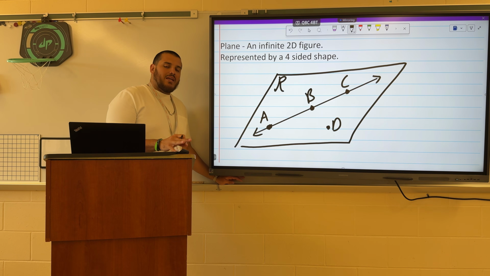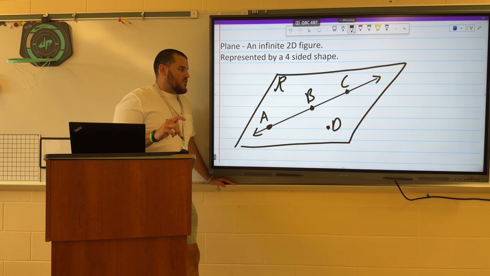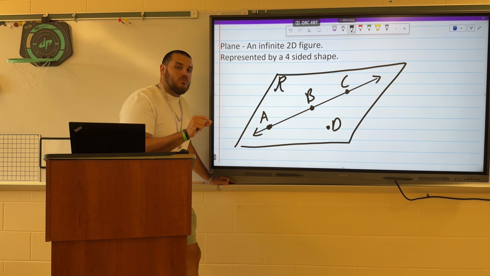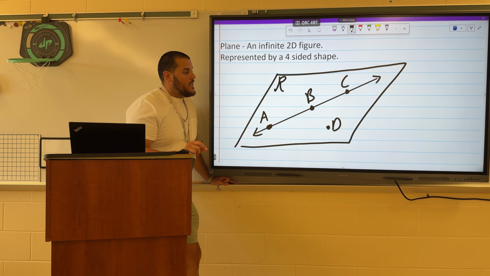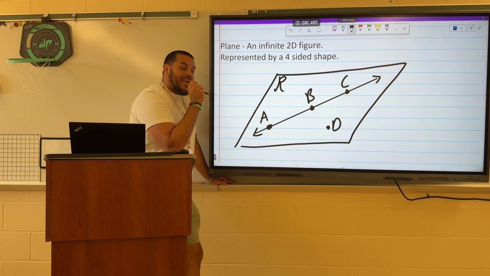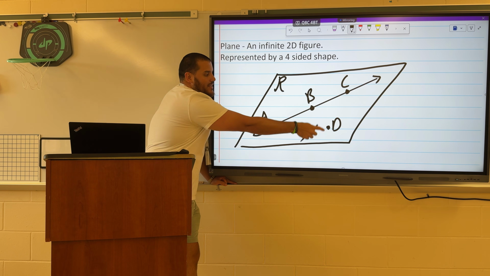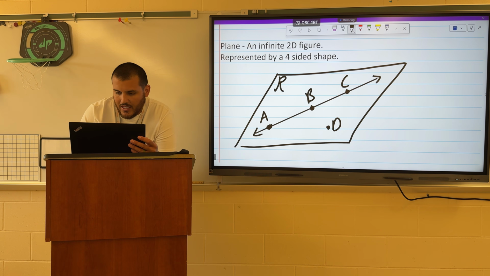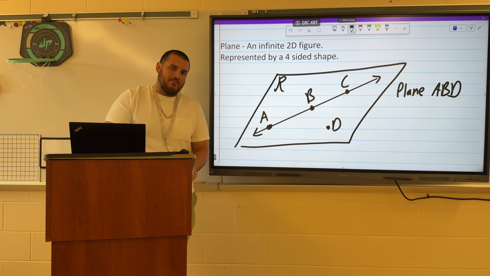So remember, to name a plane, I need to have at least 3 points. There's just one rule to follow here with these 3 points though, which is that those points cannot be collinear. You can't name a plane with points that are on the same line. So I cannot name this plane ABC. I can name it plane ABD, because those 3 as a group are not all on the same line. So plane ABD would work for a name for this.